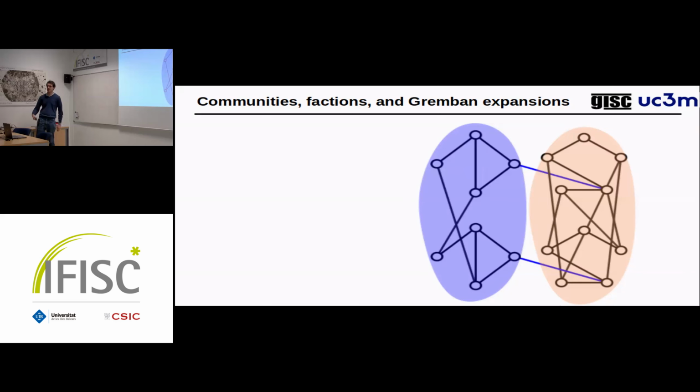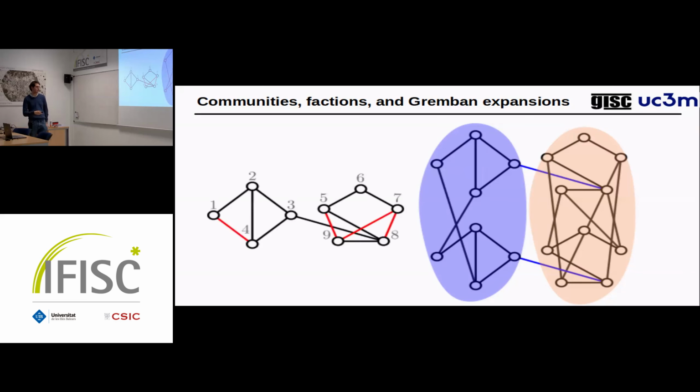The theorem tells us that this maps to a cut set in the original graph. And indeed, these two edges map to this edge that was the cut set in the example we saw before.